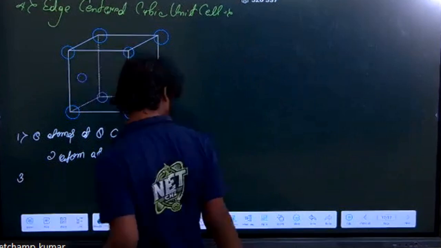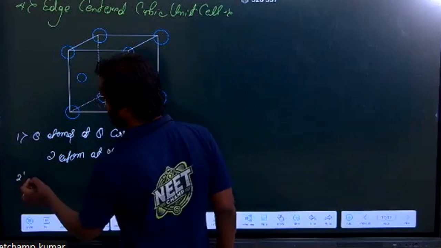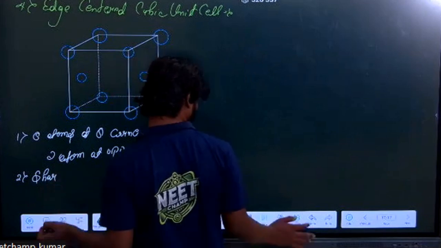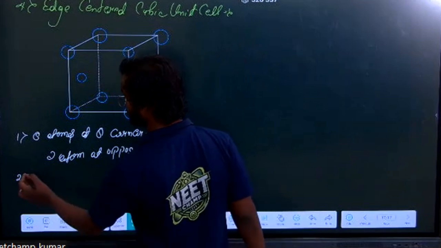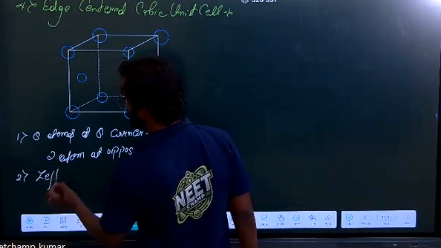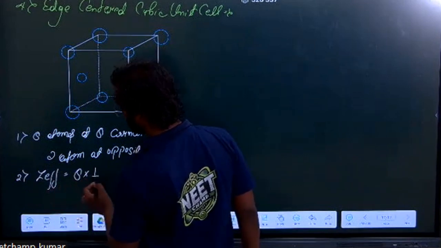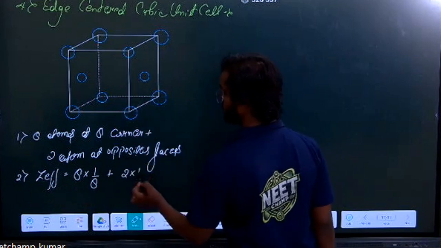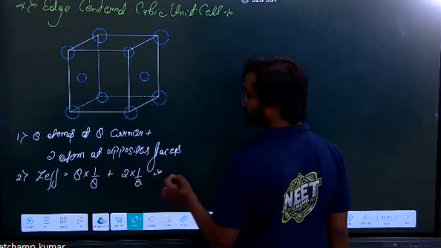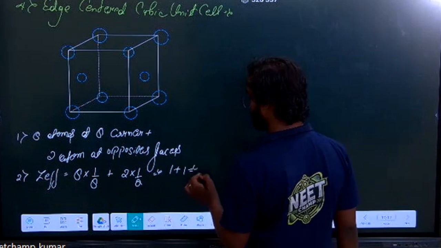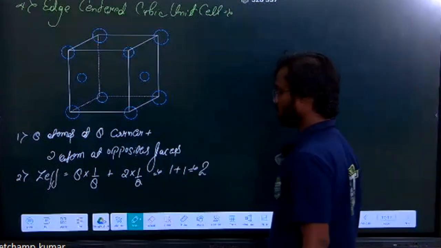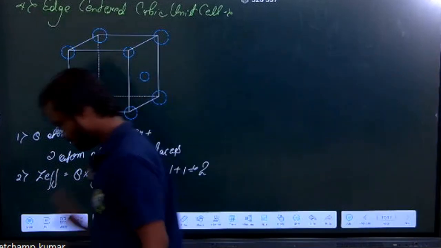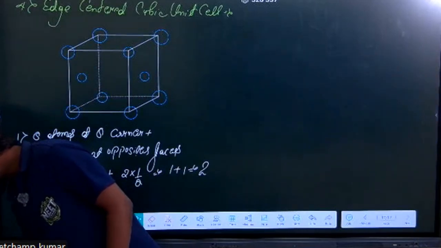The second is sharing. Now with sharing, you can calculate Z effective also. Z effective: 8 atoms at the corners, sharing is 1 by 8. 2 atoms at the faces, sharing is 1 by 2. So what will Z effective be? It will be 1 plus 1, that is, effective atoms is 2. Now there is no need to find coordination number and other things. You can just leave it here. That is more than sufficient for this.